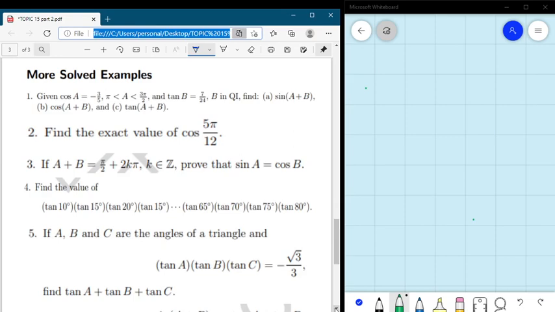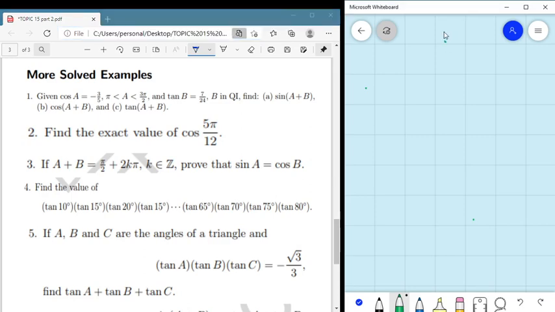Number 1 is: given cosine A equals negative 3 over 5, wherein A is between pi and 3 pi over 2. Tangent B is 7 over 24. B is in quadrant 1. We are to find sine A plus B, cosine A plus B, and tangent A plus B.